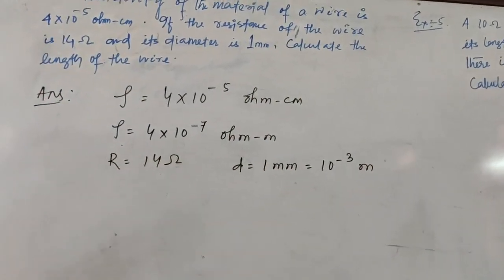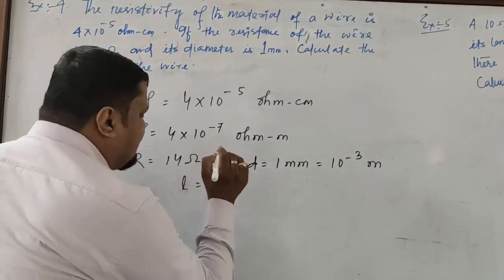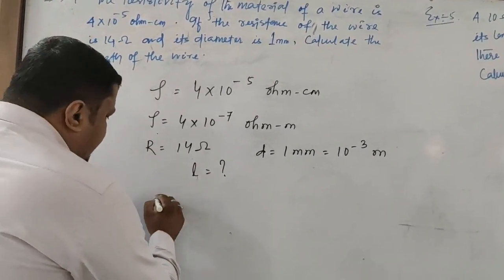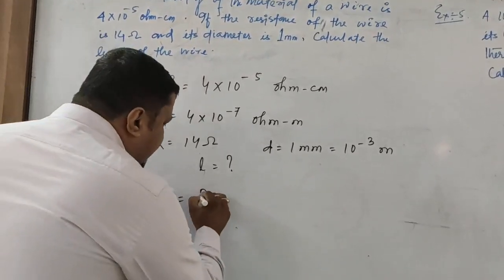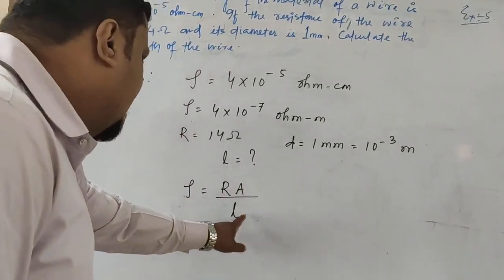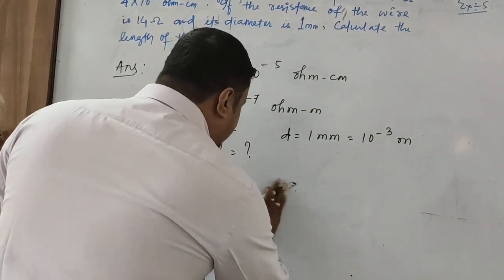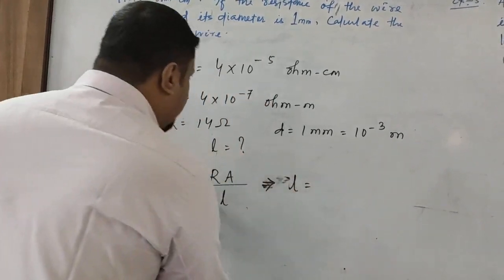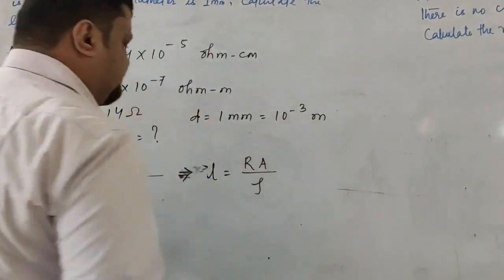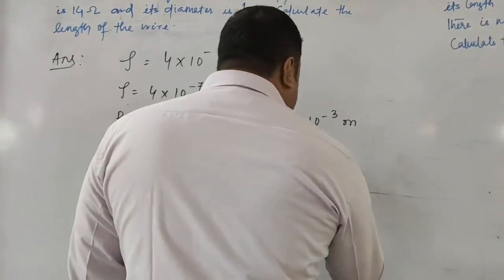That is given, right? This is the diameter. Calculate the length of the wire. So now we find out the length of the wire. To do that, what will we use? I know the formula: rho = RA / L, resistance times area by L. From here, L = RA / rho. Calculate the length. But here the area is not given, so I can put this in terms of the diameter.